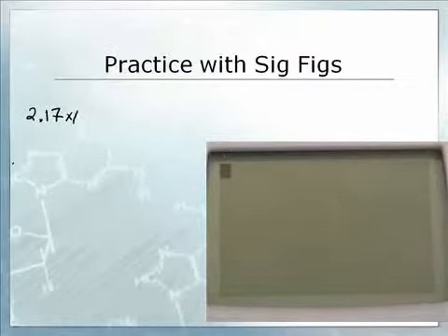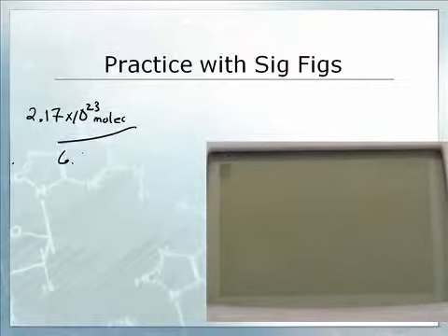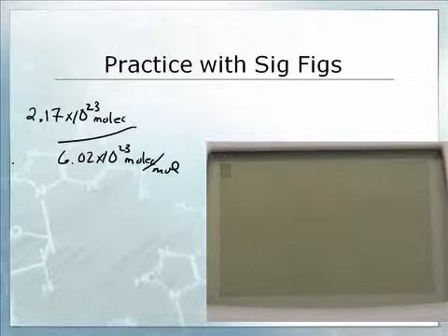2.17 times 10 to the 23rd molecules. And then I divide that by 6.02 times 10 to the 23rd molecules per mole. You've used that number before. Yeah, it's an important number in chemistry. You're going to see that. So, Mr. Sams, could you do that on the calculator for me?